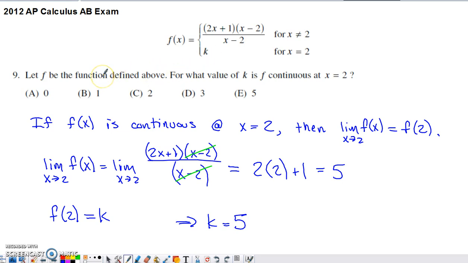And so you've probably seen questions like this before, and you're going to have some variation of this sort of problem within your multiple choice set. We want to let f be defined by the function above. Yeah, we've already looked at it. For what value of k is f continuous at 2?